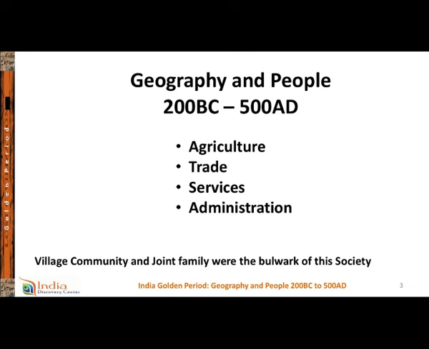Agriculture, trade, services, administration, and one of the most important here, I think, is agriculture. Agriculture becomes the mainstay of the society. Empires come into being, disappear, another empire comes in, but agriculture maintains itself. This was a very important period for agriculture because it had really developed and increased itself. Production, trade, services, administration, but the village community and the joint family were really the pillars of this society that had come into being.